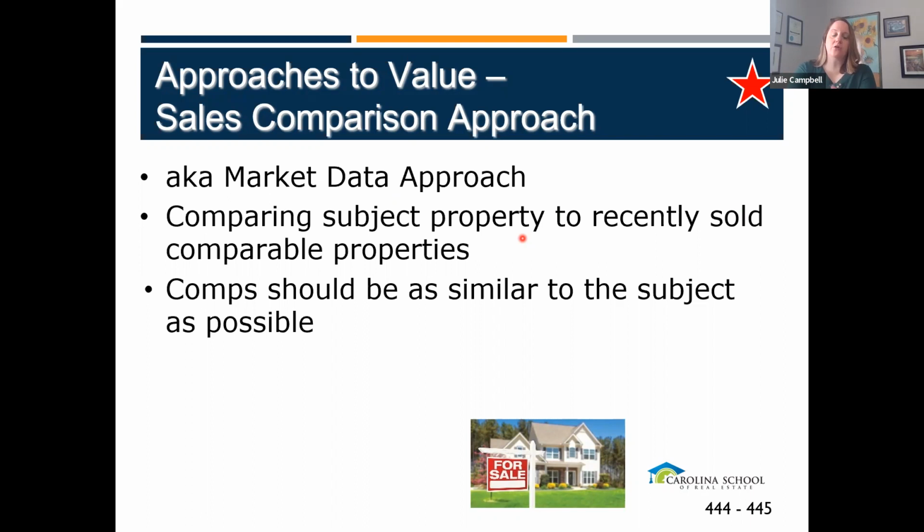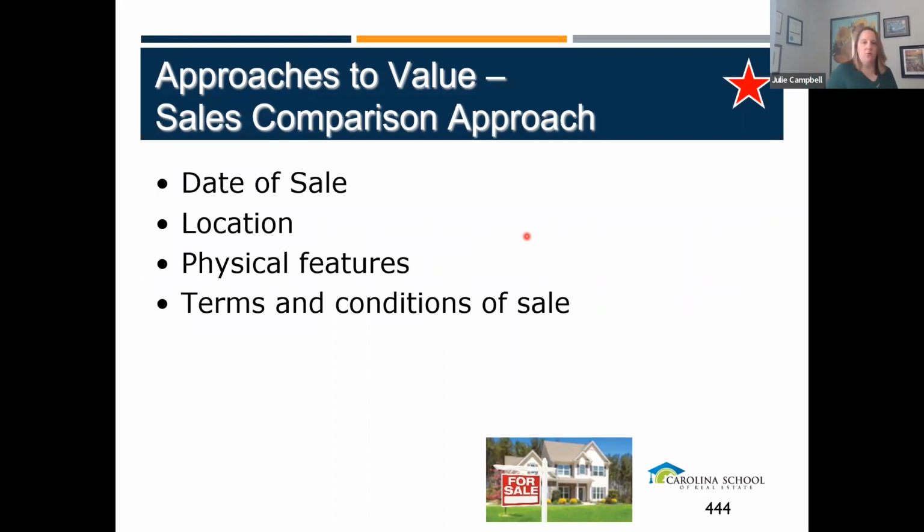Please understand, no two properties are exactly alike. Even in your cookie-cutter neighborhoods, everything changes when you walk in the front door. So no two properties are exactly alike. That's what we have to look for, as similar as we can. The appraiser is not going to compare, for example, a condo to a two-story brick home. They're going to try to compare condo to condo, ranch to ranch.